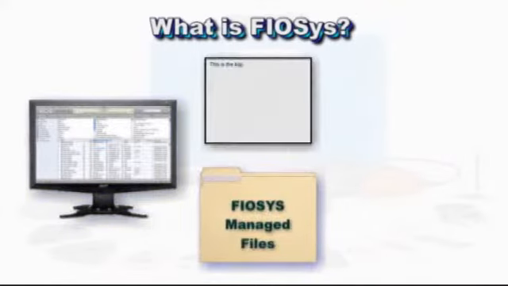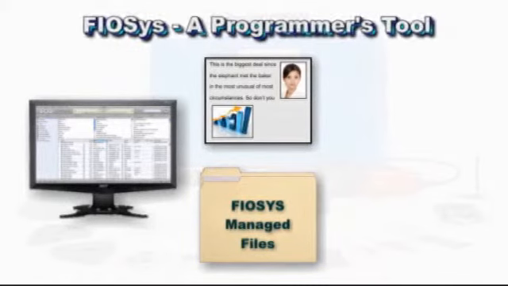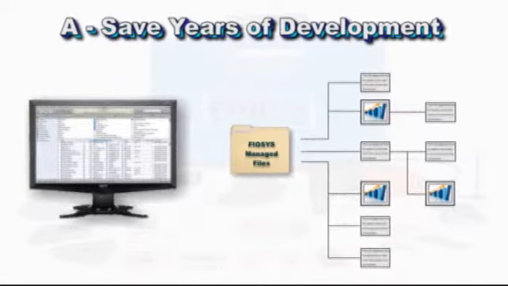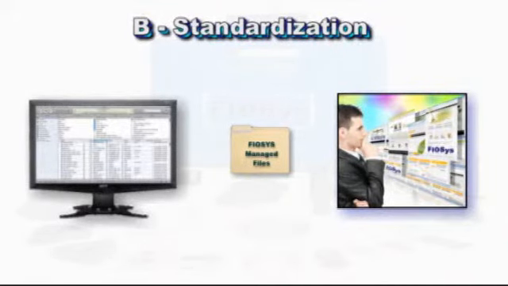What is FIOSys? FIOSys is a programmer's tool that takes over all of an application's interaction with its files. Relying on FIOSys to handle an application's file I/O provides two main benefits. A. Using FIOSys to manage an application's file I/O gives the developer advanced capabilities that would otherwise take years for the developer to create themselves from scratch. B. FIOSys encourages industry standardization by providing strong benefits for users to choose applications that incorporate FIOSys.